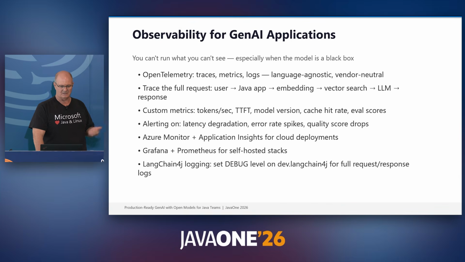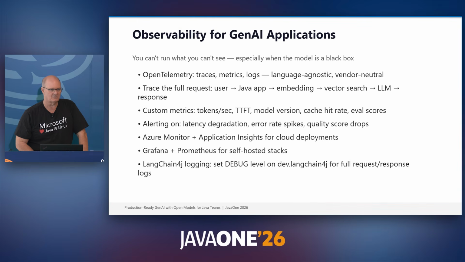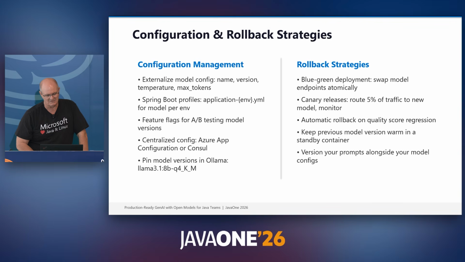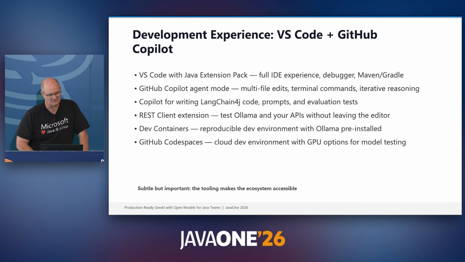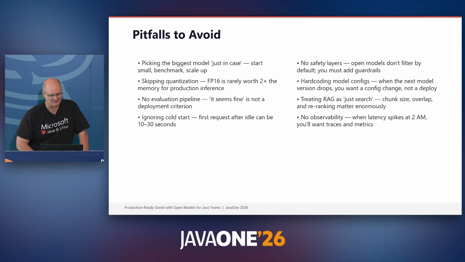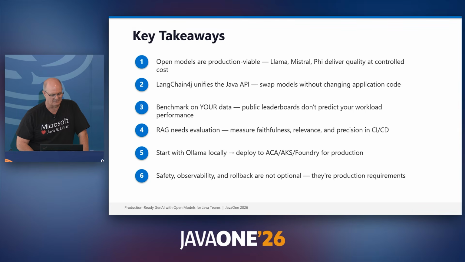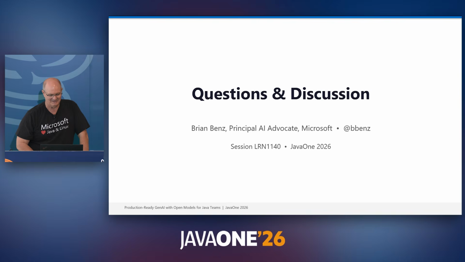Observability: for GenAI applications, OpenTelemetry is good for it. It's great to have the trace. When you're working with complex orchestration and large language models, you definitely want to have the trace there. Configuration and rollback, that's just sort of common sense. Everyone knows version control, probably, hopefully. For GenAI Java projects, you can use LangChain4j, Spring AI, Quarkus, JBang. I'll include these slides. I showed you Copilot a little bit already. There are some pitfalls and some takeaways, and I'm just going to wrap up with the link.